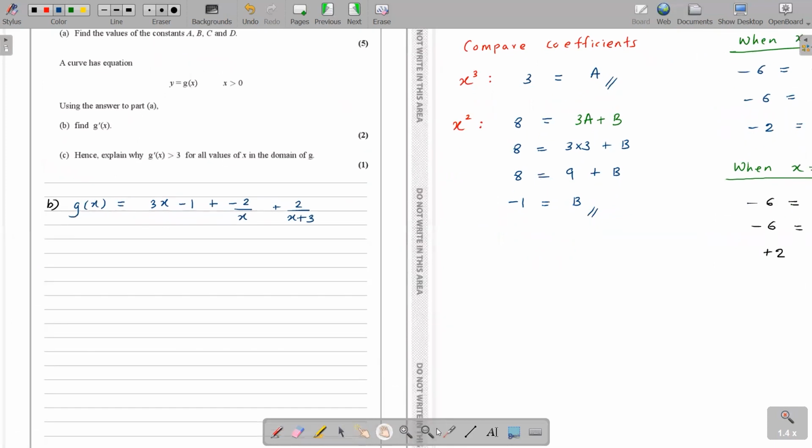Okay, so how do we differentiate? 3x, of course we can differentiate, no problem. Minus 1 also no problem. Minus 2 over x: do you want to go with the quotient rule, or shall we bring the x up? Anyway, you can do this in any way you like. You can take the x up as a power of minus 1 and then differentiate, or else you can use the quotient rule.